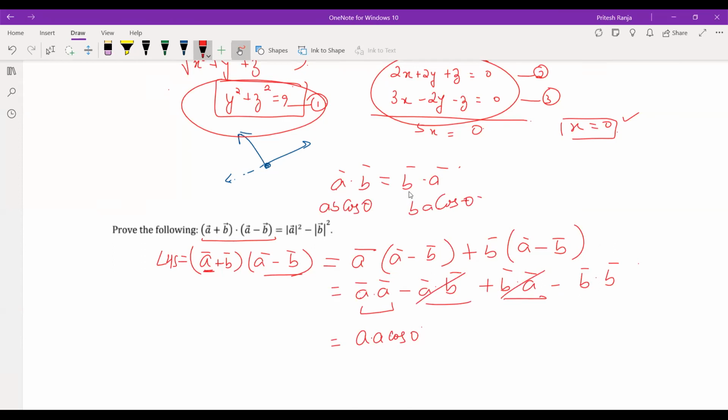So if you rearrange the magnitude, it will be the same in the multiplied form, because like 3 into 2 is equal to 2 into 3. So this will be a into a cos 0. So I will directly write it as a squared. And b dot b, what will it be? b squared. This is the right hand side: magnitude of a square minus magnitude of b square.